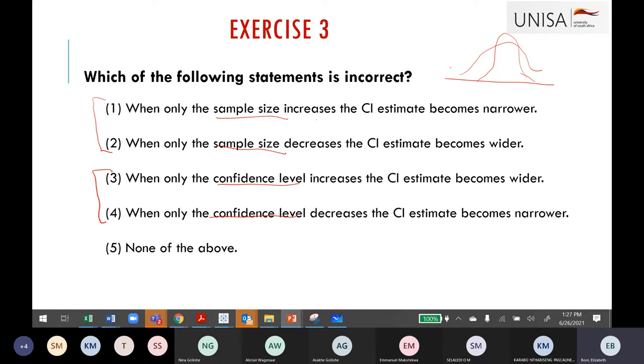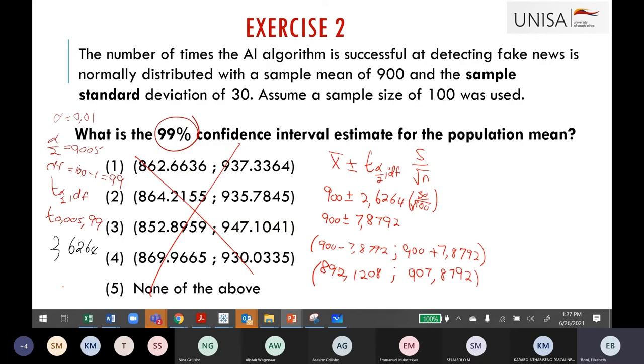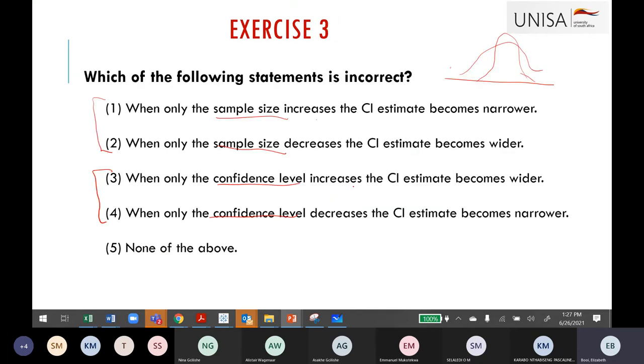So now let's go back to our previous questions. Oh, before we go to the previous question, this one says when the confidence level increases. So what it says, if I have a 90 and 99 is increased from 90 to 99, it says if it increases, so the bigger the confidence level, the wider your boundaries.